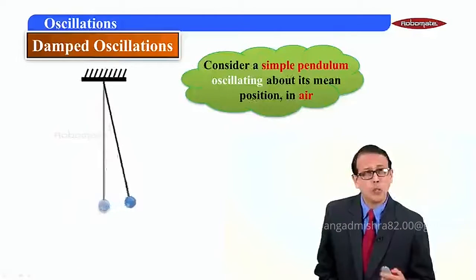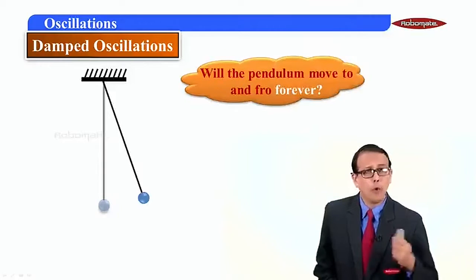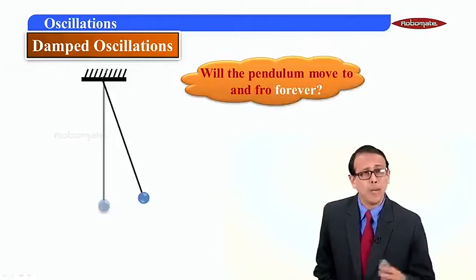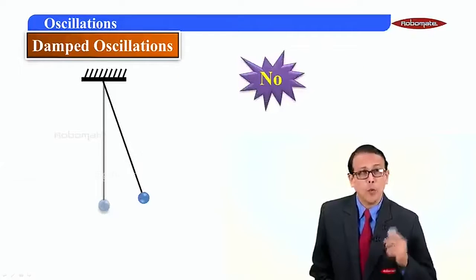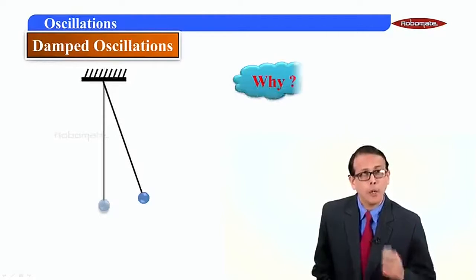Now my question to you students, will the pendulum move to and fro forever? That means will it vibrate forever continuously? The answer is no. We very well know in our practical life this pendulum does not vibrate forever. Now why? Why does this happen?